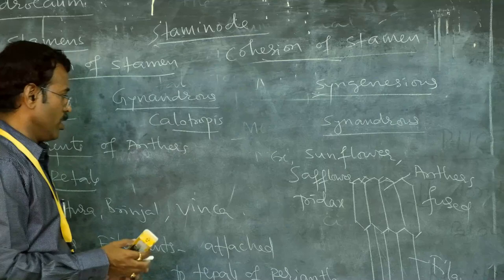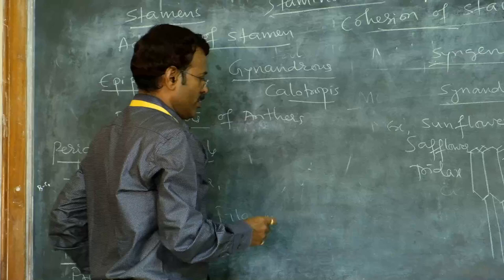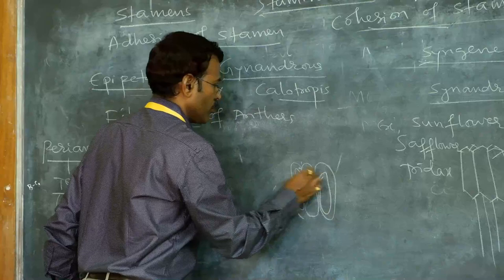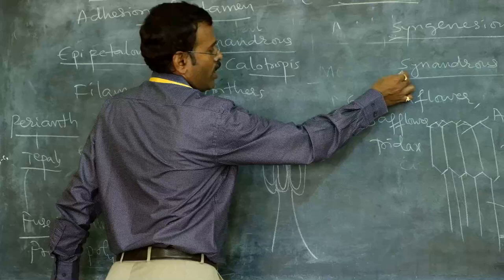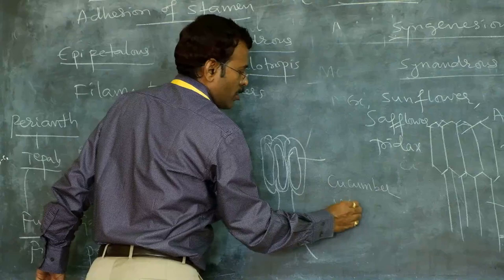Then the last one, that is the synandrous condition here. Both anthers and filaments are fused. This condition is called synandrous. This you can see in cucumber, watermelon. In these flowers you can see synandrous condition.